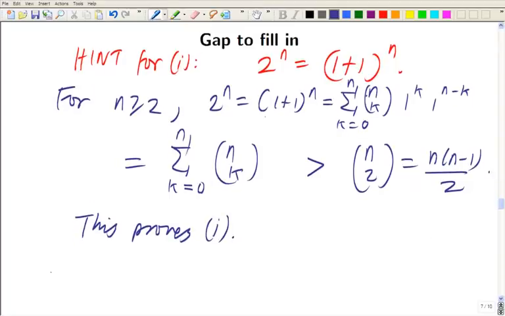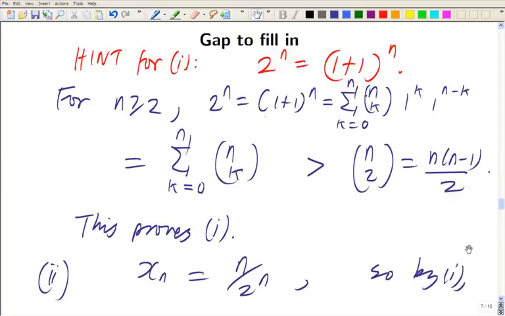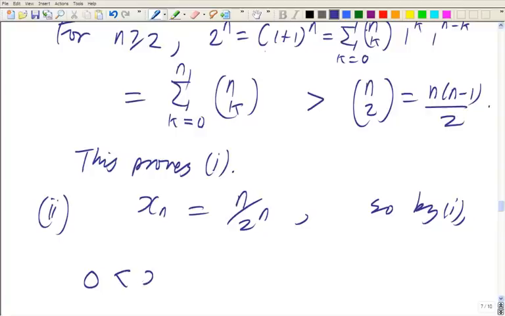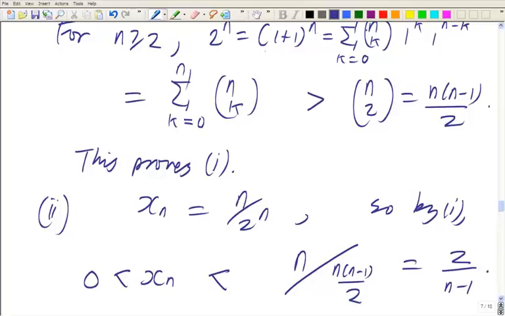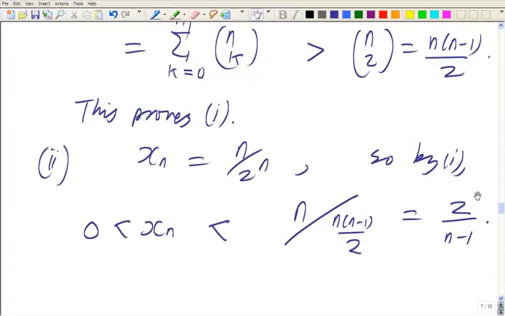For part 2, the question is, how far do you have to go along the sequence n over 2 to the n before you're sure that you're close to the origin? So you've got xn equals n over 2 to the n. So by 1, we've got 0, of course, is less than xn, which is strictly less than n over n minus 1 over 2, which is equal to 2 over n minus 1. And that's a very crude estimate. It's much, much smaller than that when n is big. But this is good enough for us, because we can already use that to guarantee that if n is at least 2,000,001, you're going to be within a millionth of the origin.